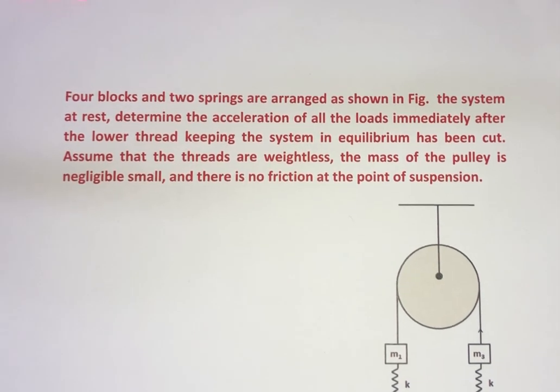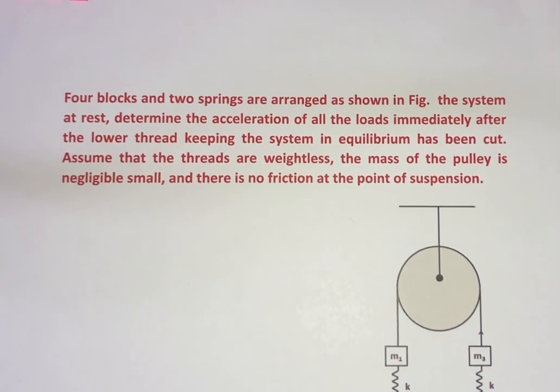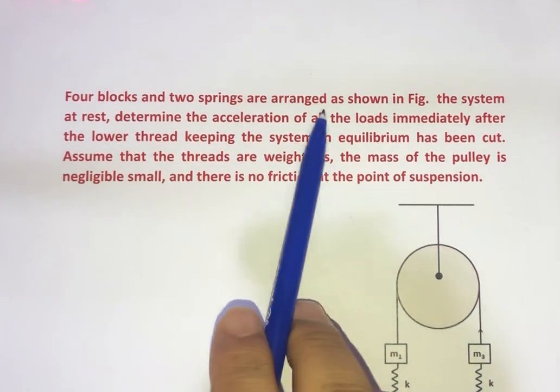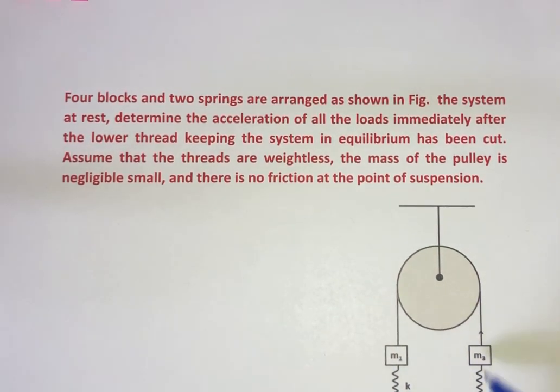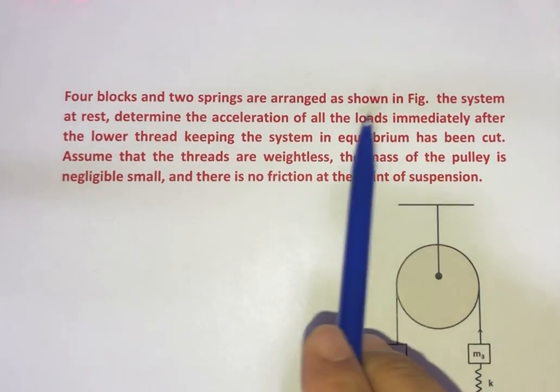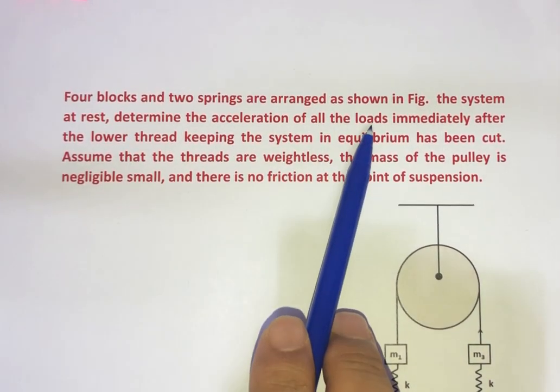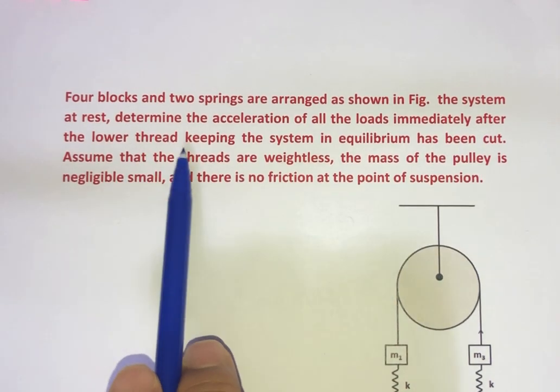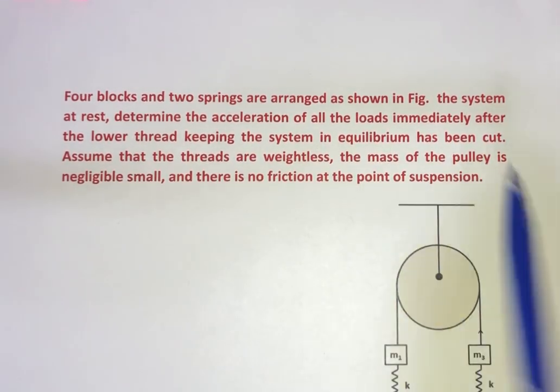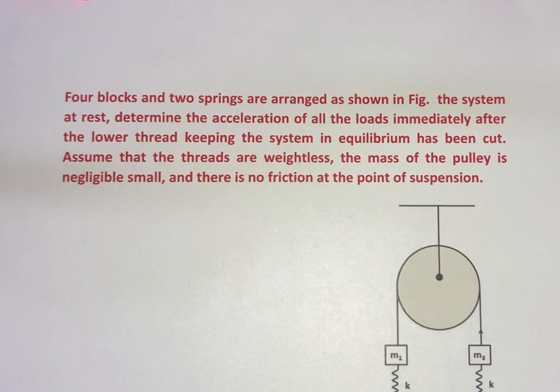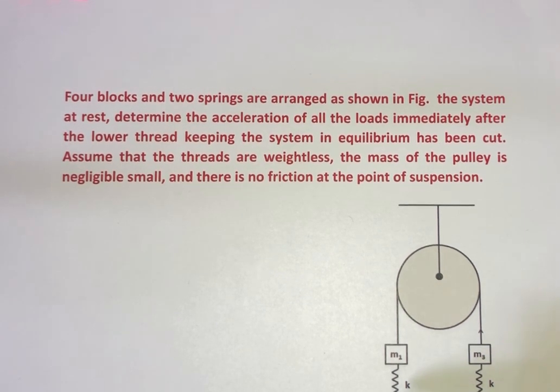Hello friends. So in today's question, 4 blocks and 2 springs are arranged as in figure. So these are M1, M2, M3 and M4, 4 blocks. The system is at rest. Determine the acceleration of all the loads immediately after the lower thread keeping the system in equilibrium has been cut. So this is the lower thread and this is keeping the entire system in equilibrium.